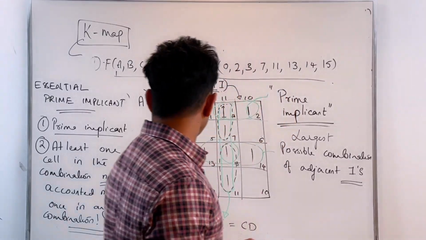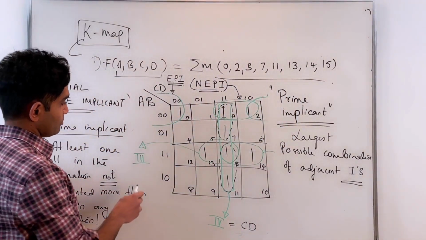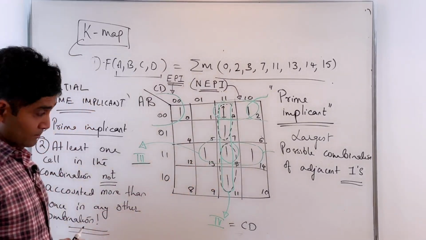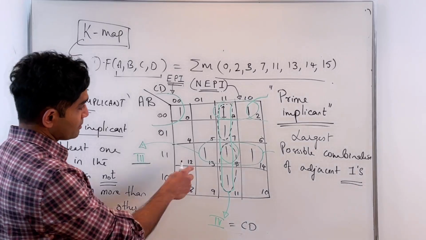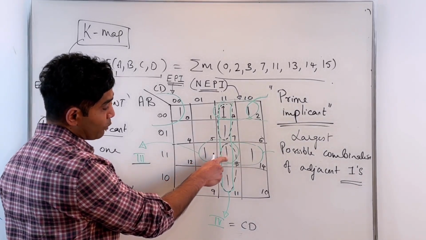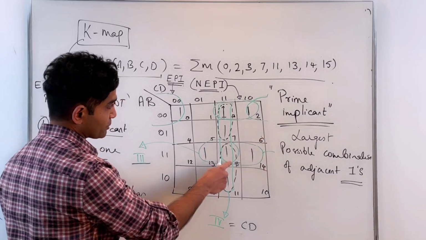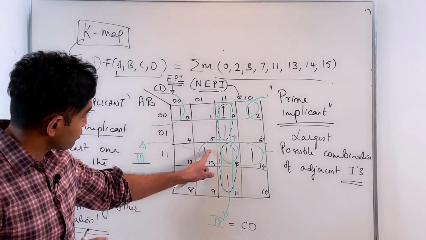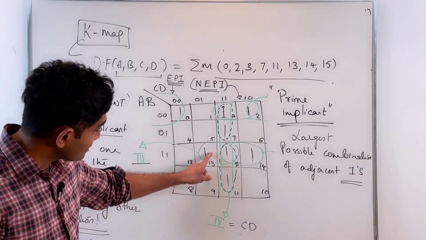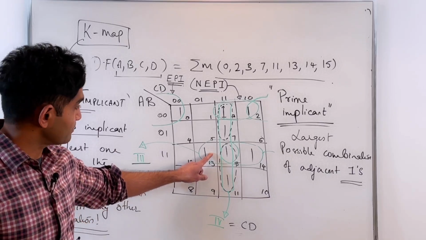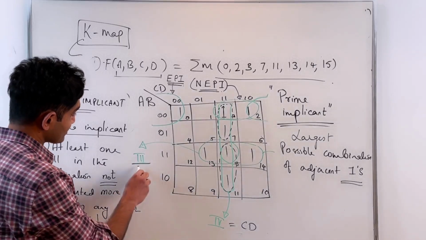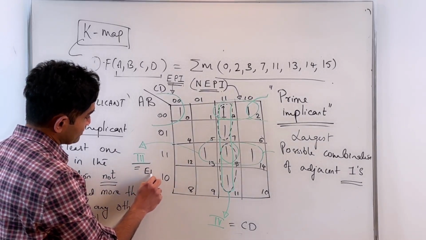And likewise, I can check for every other prime implicant. What about 3? The prime implicant 3, which is this one. I see that this particular cell is accounted more than once in this combination. However, I have at least one cell, the cell number 13, that is only accounted for one time, not more than one time. So I would call this also an essential prime implicant.